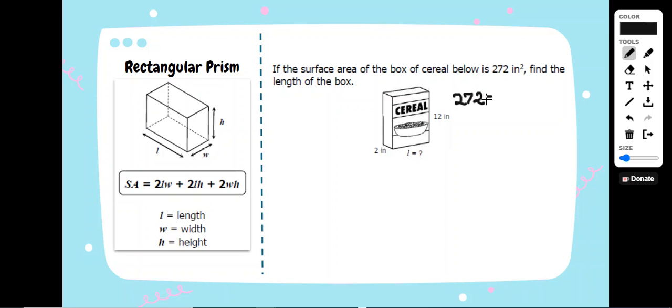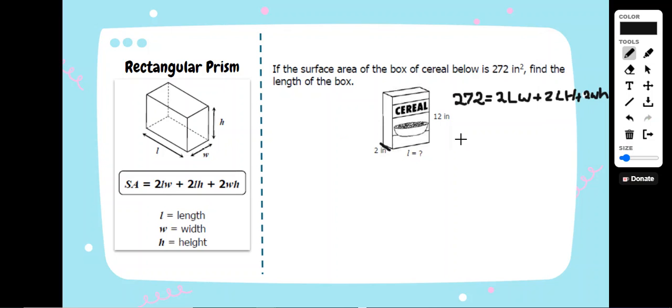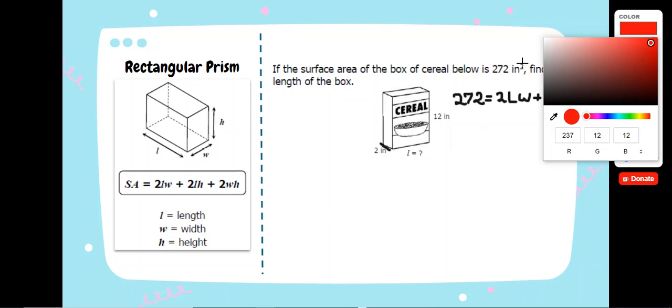And we're going to fill in the variables that we have and leave the ones that we don't. Okay, so we have 2 times length times width, plus 2 times length times height, plus 2 times width times height. Okay, so the variables that we have available to us are width of 2.